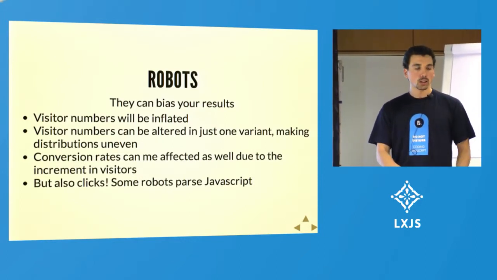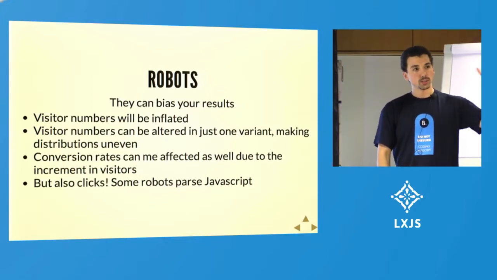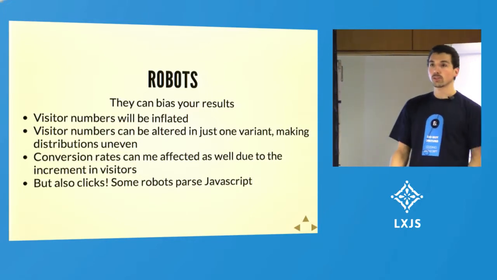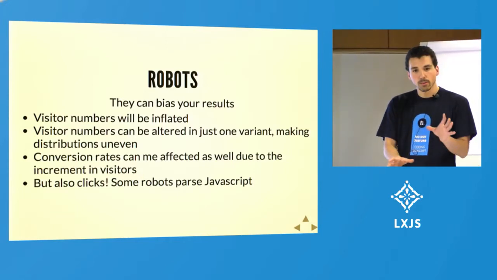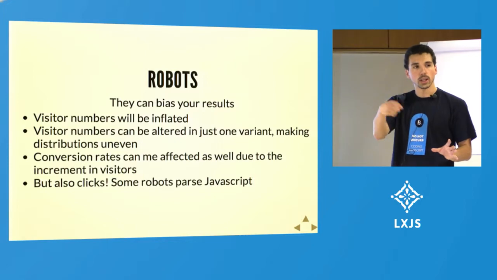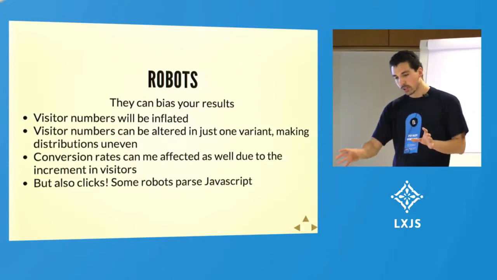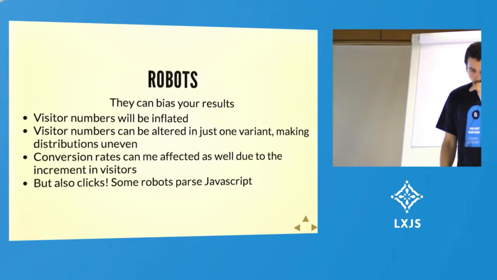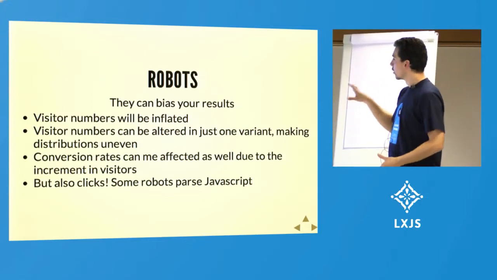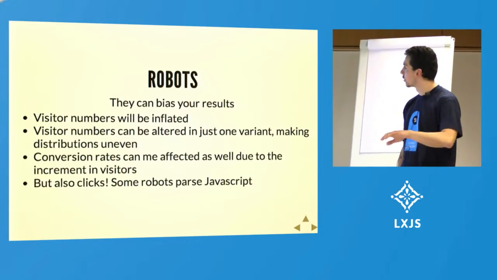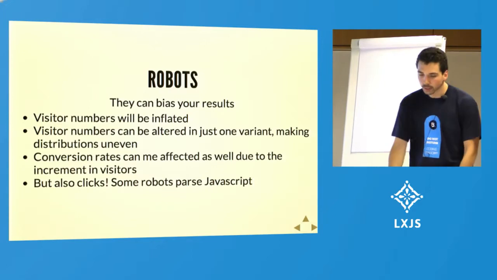That means you're getting a lot more page views for that variant, therefore your conversion rate is going to drop. When you look at the results, you will say, oh yeah, the variant is doing much worse. But what is happening is probably they're doing the same, but because you got a robot hitting your variant, that is screwing up your metrics. Also, some robots can parse JavaScript. You have to be really careful with these and try to filter them out, because otherwise they can really have an impact.